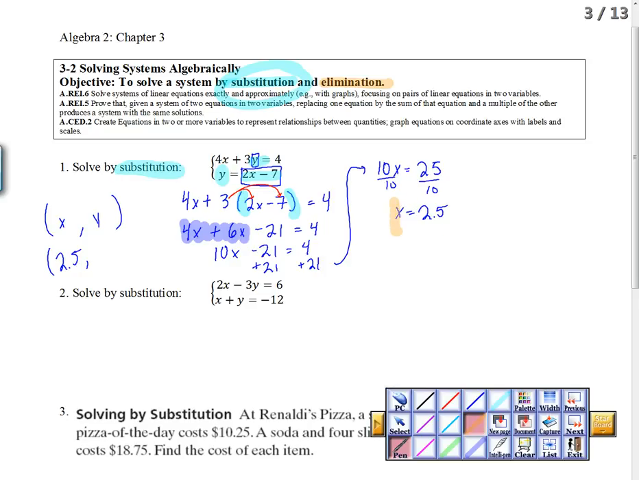So what I can do is plug x equals 2.5 into my original y equation. So y equals 2 times 2.5 minus 7. Or, I'm sorry, 2 times 2.5 is 5, and then minus 7, and I get my y is negative 2. So my solution would be the point (2.5, negative 2). I'll give you a second if you need to get caught up.